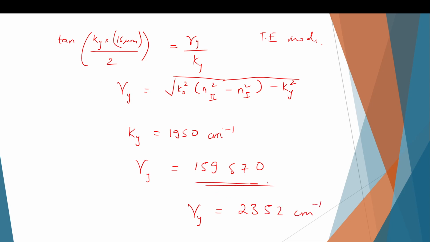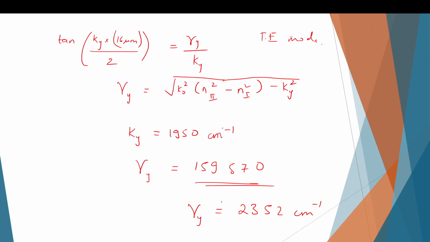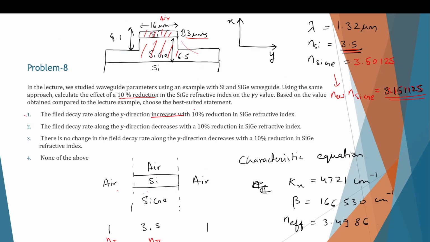So this high gamma y can be attributed to the fact that now the light is not guided in the silicon germanium region, however it got guided in the silicon region, and the cladding is silicon germanium on one side, air on all other three sides. So the field decay rate along the y direction increases. The decay rate has increased because of stronger confinement, because of 10% reduction in silicon germanium refractive index.